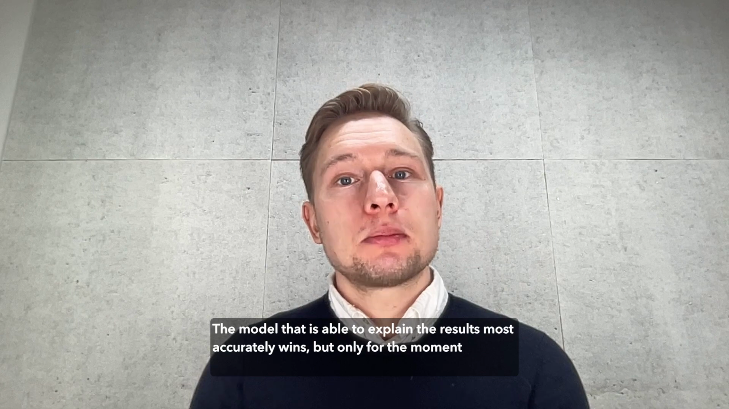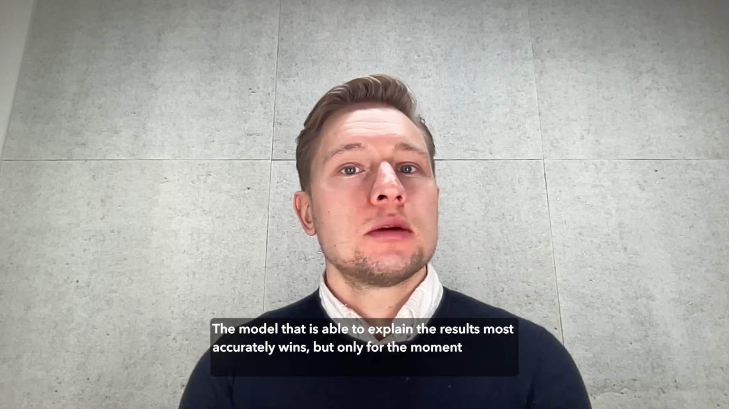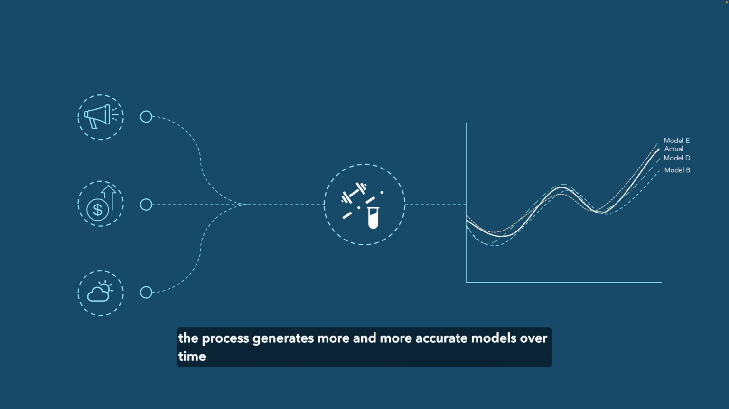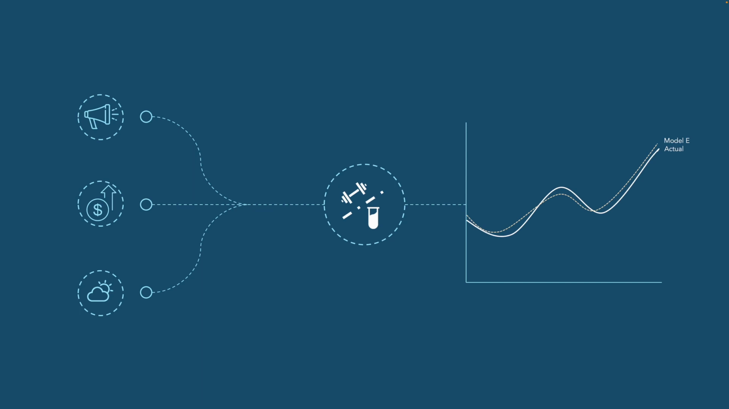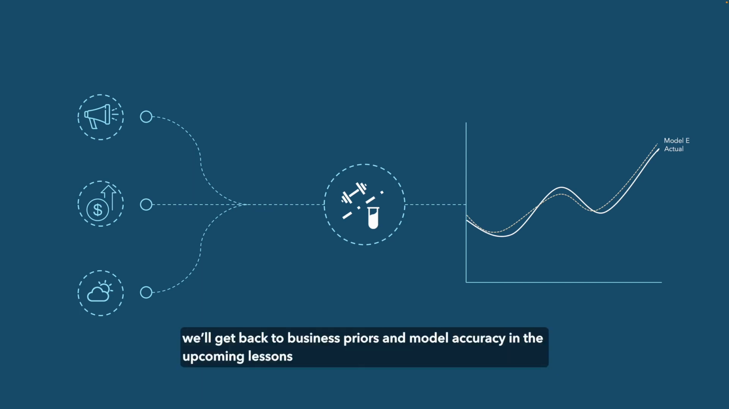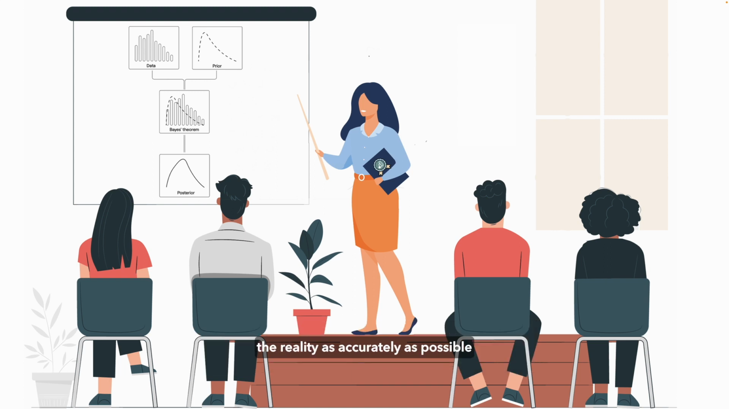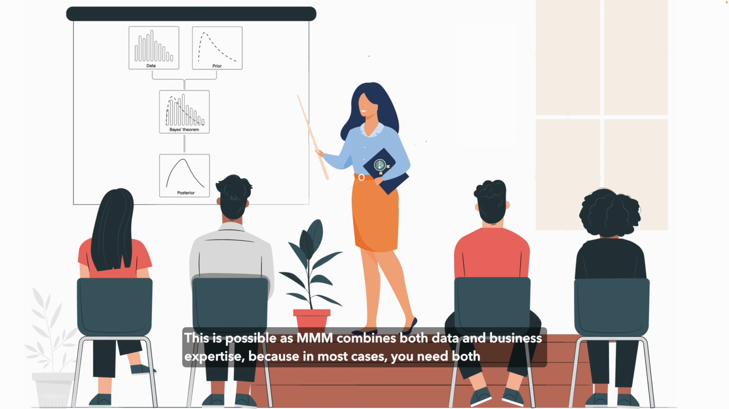The model that is able to explain the results most accurately wins, but only for the moment. As results and insights from this modeling can be used as priors that guide the models in the next one, the process generates more and more accurate models over time. We'll get back to the business priors and model accuracy in the upcoming lessons. To summarize, instead of trying to fit reality into a predefined model, MMM develops a model that fits the reality as accurately as possible. This is done as MMM combines both data and business expertise, because in most cases you need both.